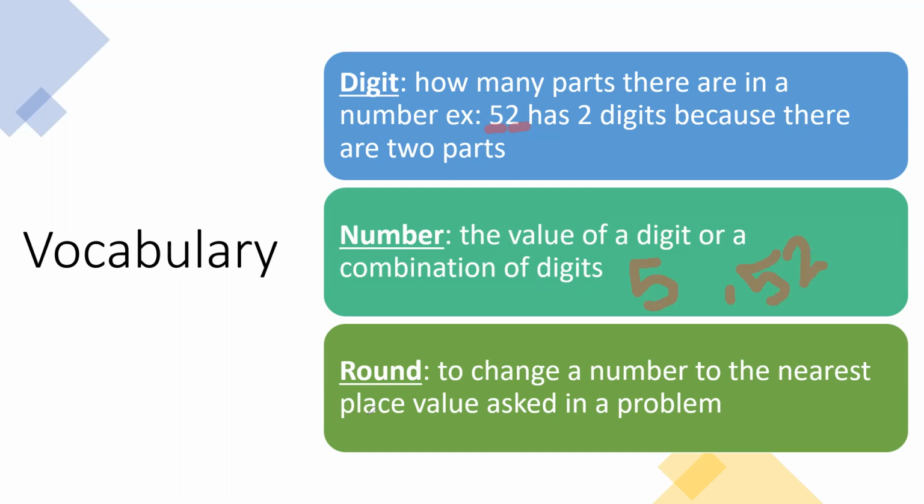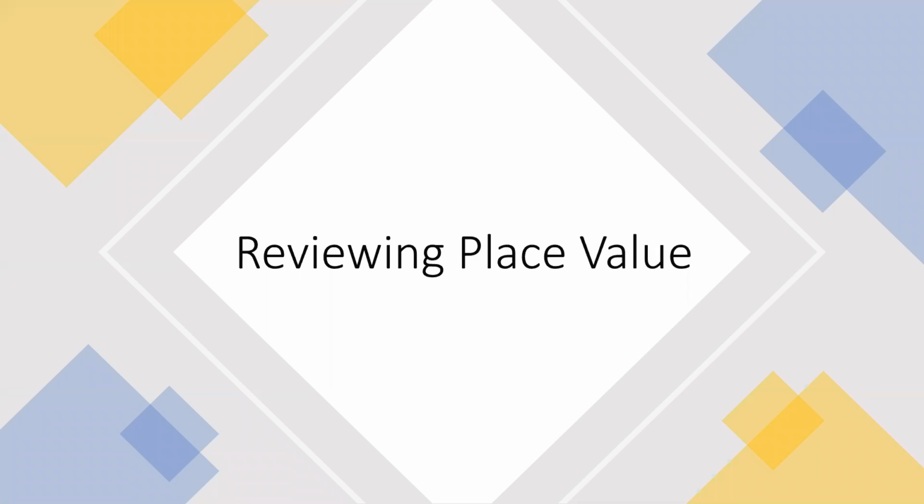And then our new vocabulary word is to round, which means to change a number to the nearest place value asked in a problem. So we started talking about place value last week. You also talked about place value in 2nd grade. If you need help with place value, you need to email me so we can set up some time for us to meet in small groups and one-on-one so I can help you, okay? If place value is really hard for you, rounding might be hard too, so make sure you email me. All right, so we're gonna review place value real quick. And remember, if these questions are hard, you should email me.